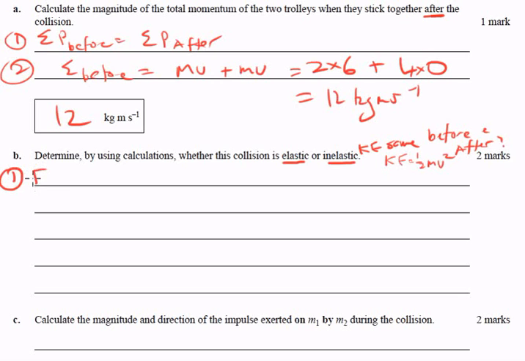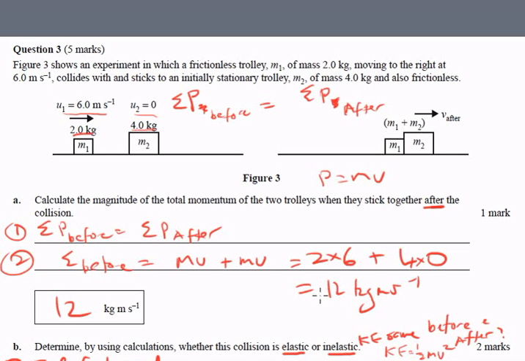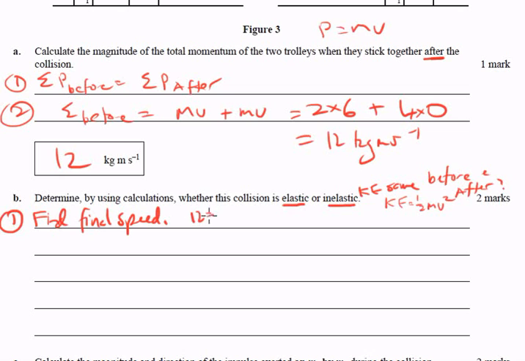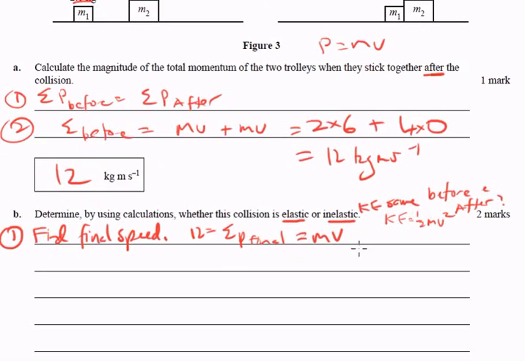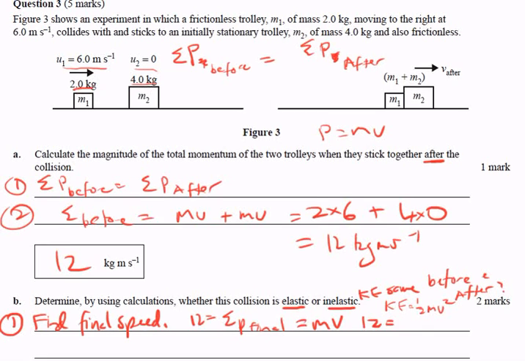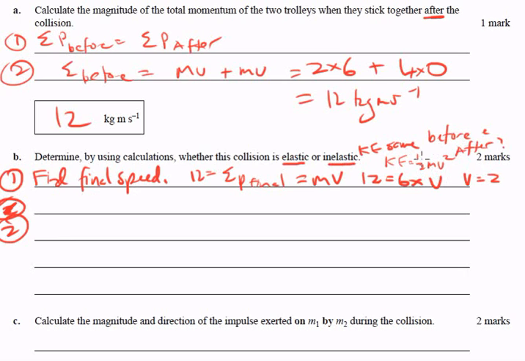So the first thing is, let's find that final speed. I'm going to do it using momentum. Momentum before equals momentum afterwards, and I know that was 12. So 12 equals the total final momentum, which is equal to mv. Mass times velocity. In this case they're stuck together, so I can combine the masses. So 12 equals mass of 2 and 4, which is 6, times v. 6 times what equals 12? v equals 2 meters a second.